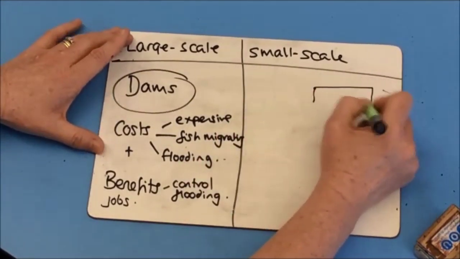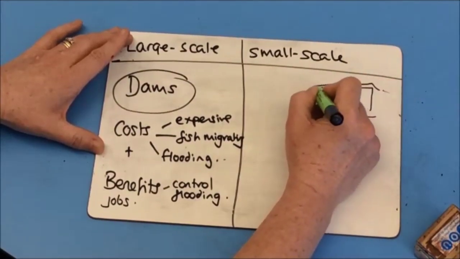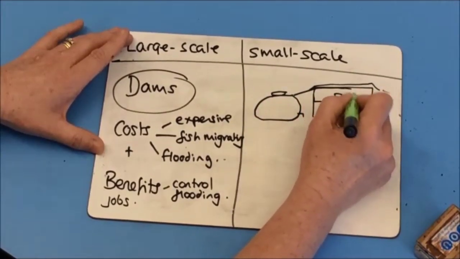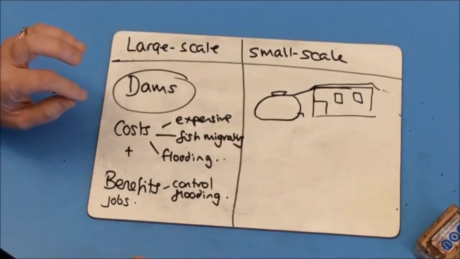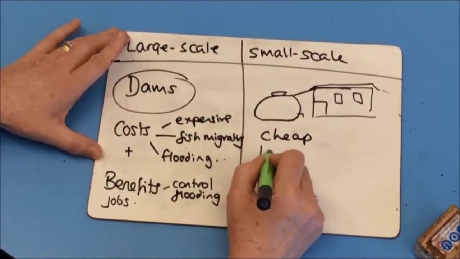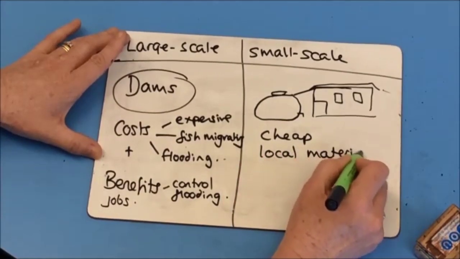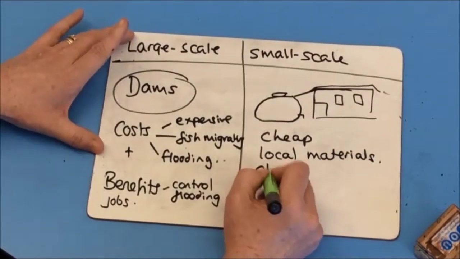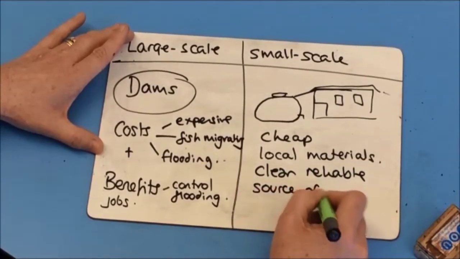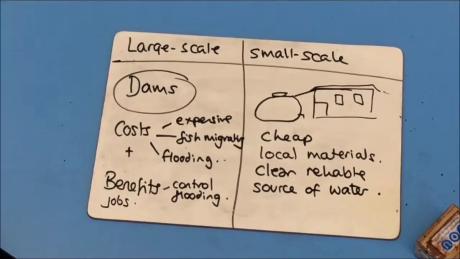A small scale water solution, however, that may be more appropriate would be a pumpkin tank, not the best one I've ever drawn again. Now these collect rainwater, and they are appropriate because they rely on local skills. Local people can build them, they are cheap to build, they use local materials such as bamboo, chicken wire, clay, and they will provide a clean, reliable source of water. This is important because it will reduce disease, it will allow girls to get educated because they won't have to go off collecting water, and it will ensure that they have water for their crops, making food supplies more sustainable as well.